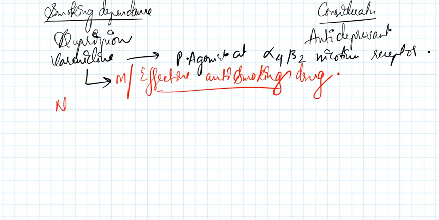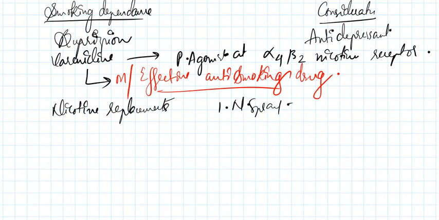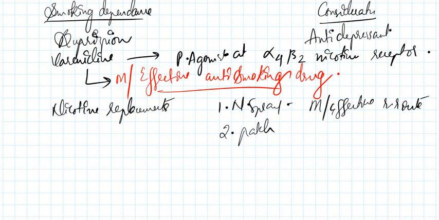Now one more first line treatment is there, that is nicotine replacement. Means nicotine gums. It is available as nasal spray, and nasal spray is the most effective replacement route. They are available as patches, gums, lozenges, right? But you have to remember one fact here.